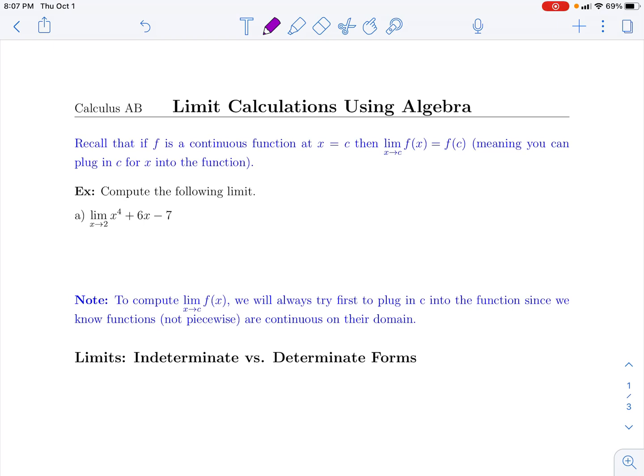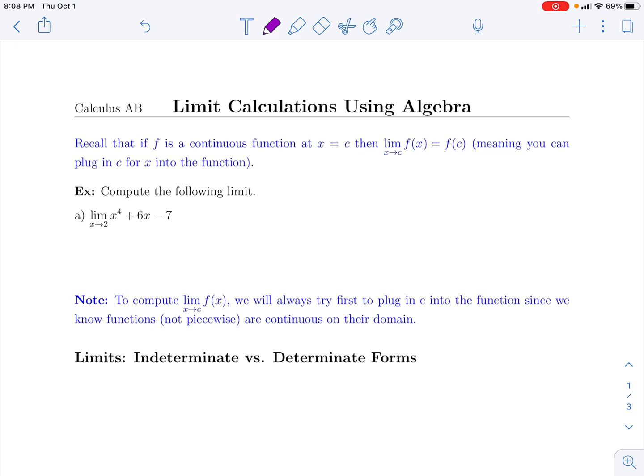All right, so I want you to recall the formal definition of continuity. And so I said to you last time that if f is continuous at x equals c, then the limit as x approaches c of f of x is equal to f of c. And so that means you can just plug in c for x into the function and that will give you the limit.